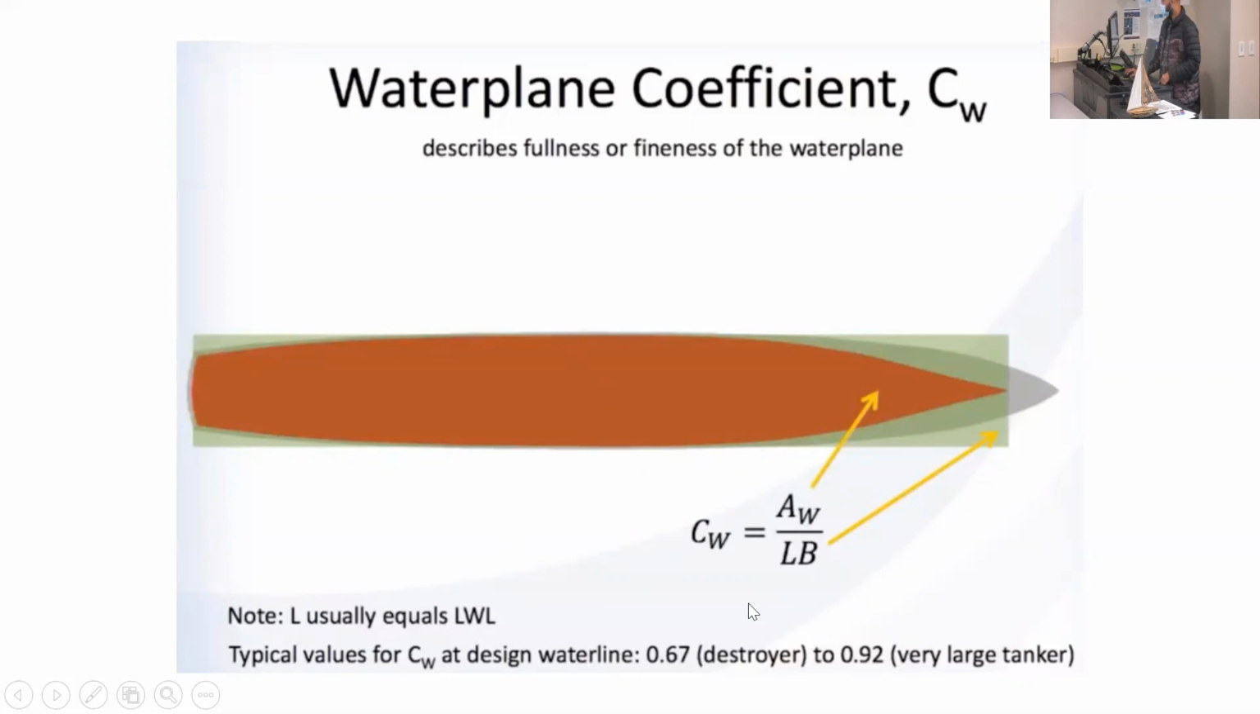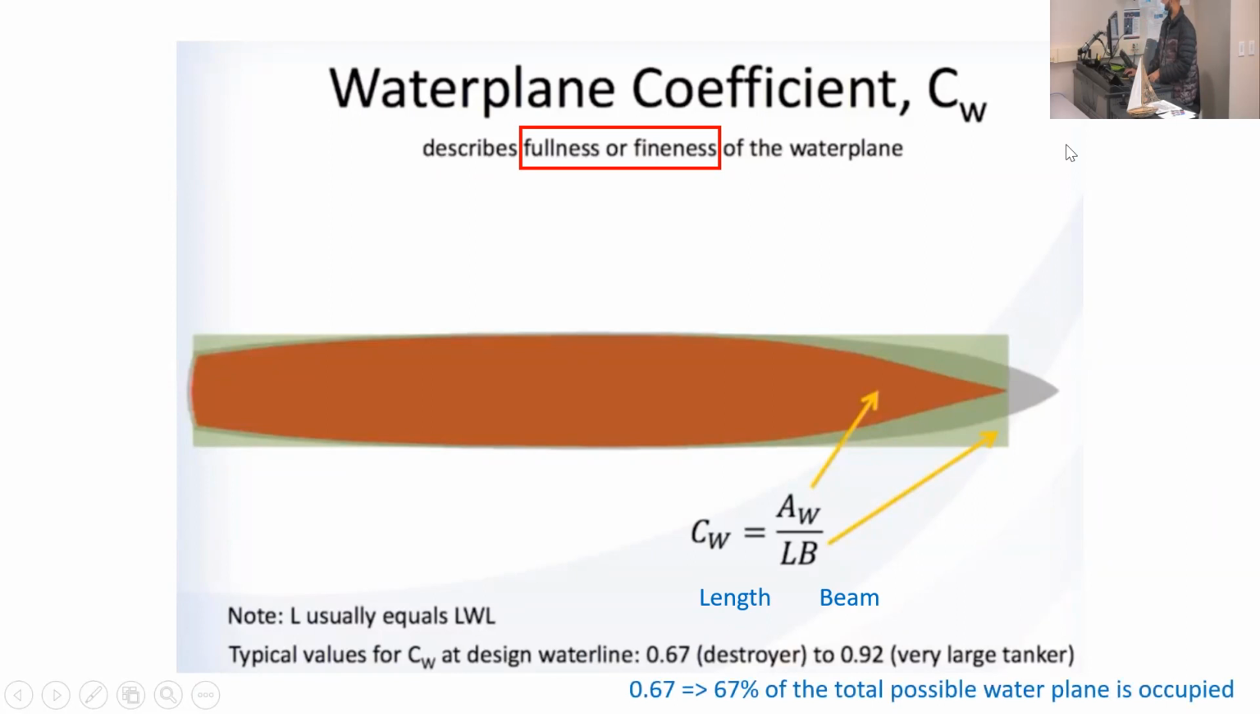And you see how different the number is for a destroyer versus a large tanker, okay? A destroyer has a slender shape, so you expect the red area to be smaller compared to the rectangle, 0.67, 2/3. For a tanker, it's more blocky, so 0.92. Describes fullness or fineness.